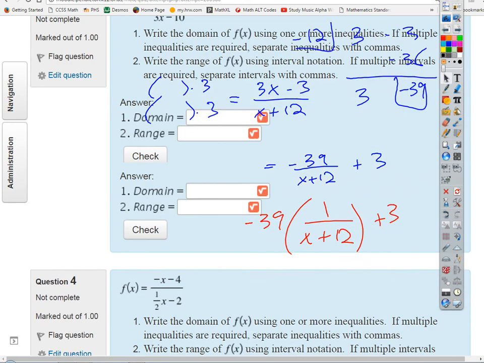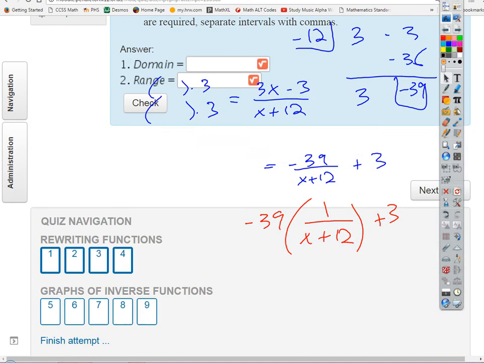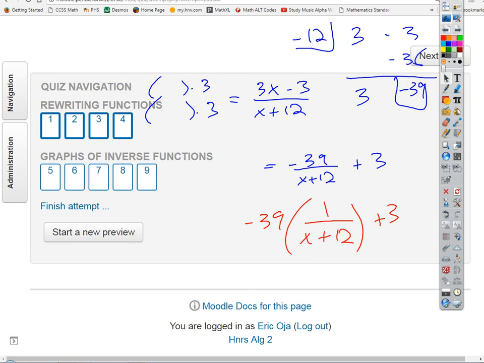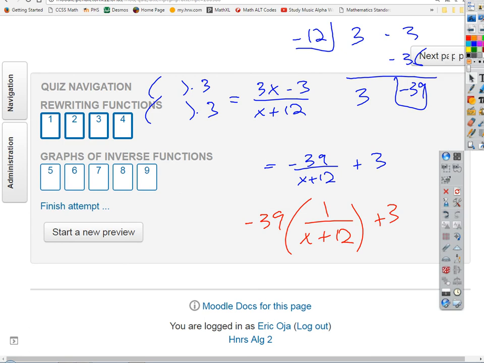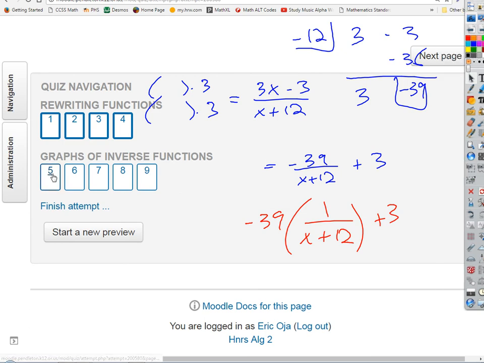What else? Okay, so I'll tweak a couple of those real quick before you work on it. Let's look at this next page here, graphs.